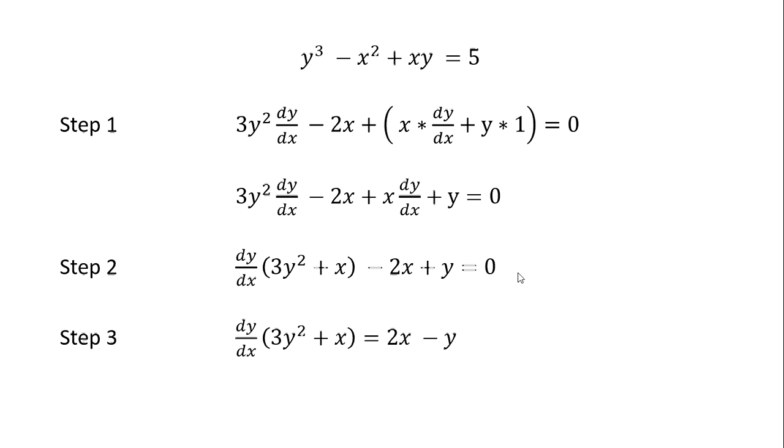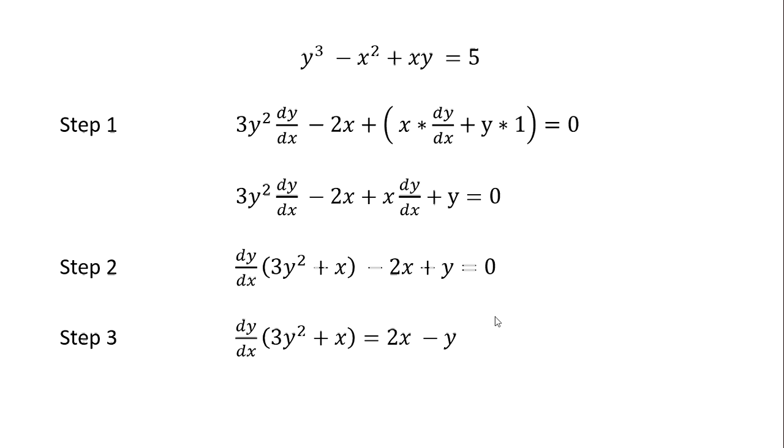In step 3, we take the rest of the values which do not include dy over dx to the other side of the function. Now you can see that we have dy over dx times 3y squared plus x on one side, equal to 2x minus y. What we have done here is this minus 2x is taken to this side as plus 2x, and this plus y is taken to the other side as minus y. Now you have clearly separated the components which contain dy over dx and the rest of the function.